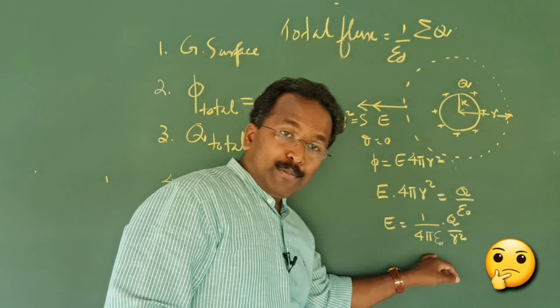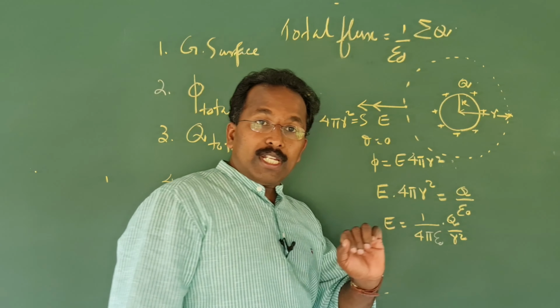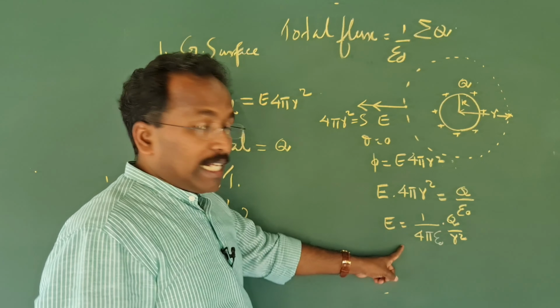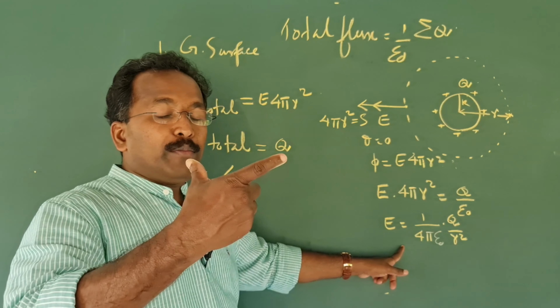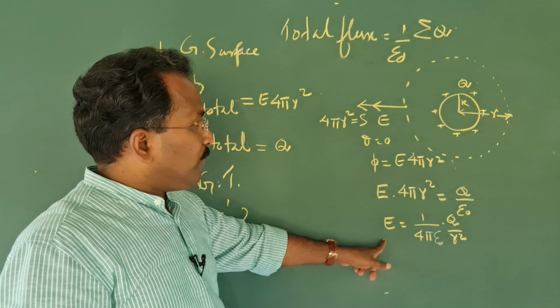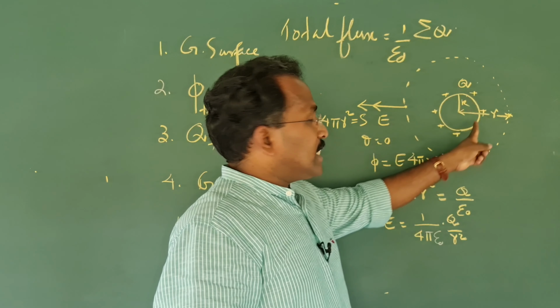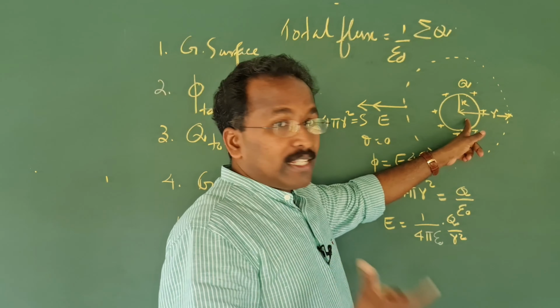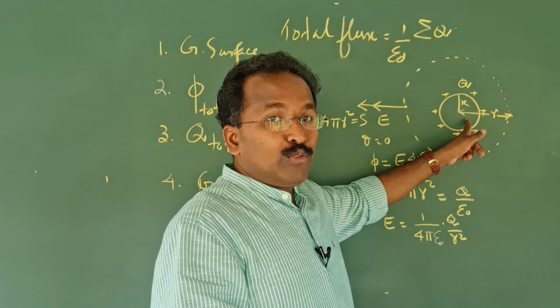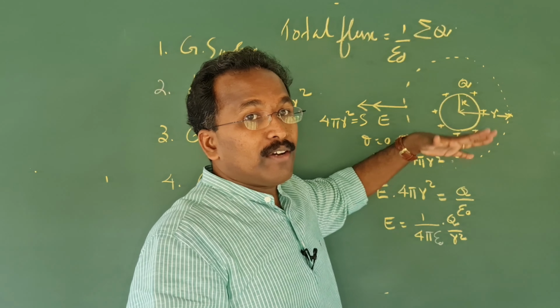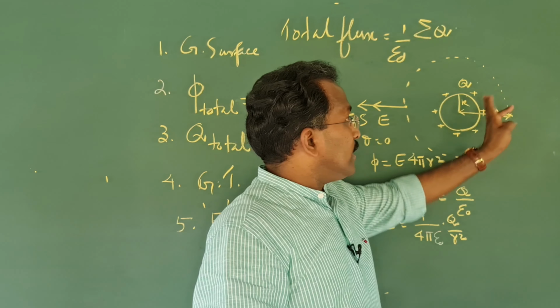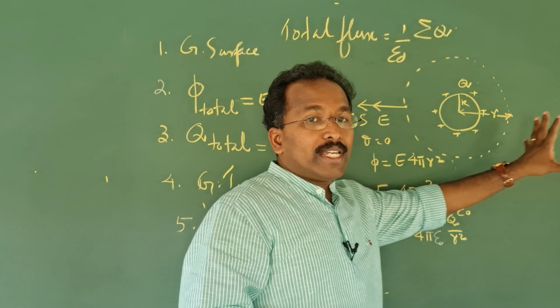This equation you are familiar with. This is the equation we got for the electric field due to a point charge. So this is what we said in one previous video: the electric field due to a charged shell is as good as the electric field due to a point charge located at the center. So they have identical electric fields if this point is outside the shell.